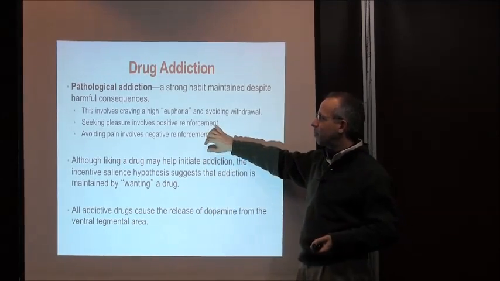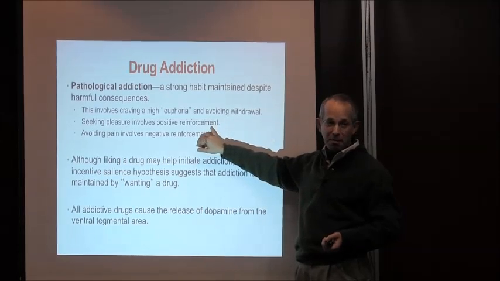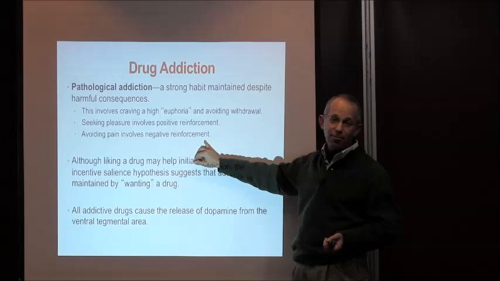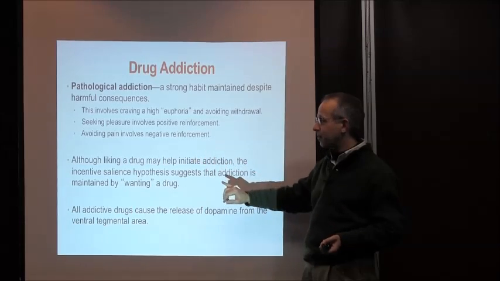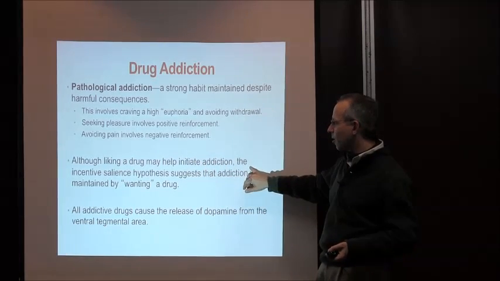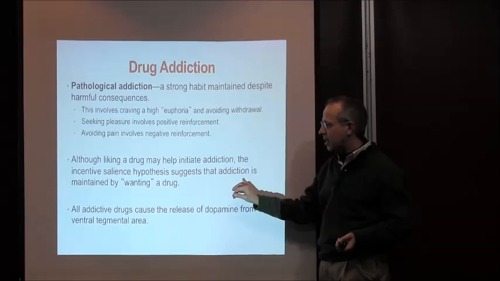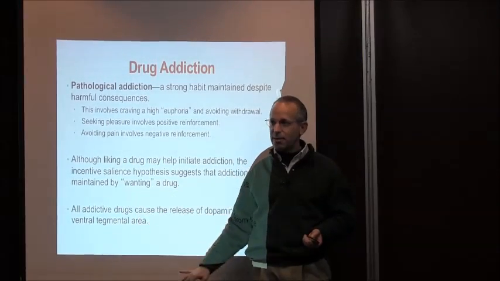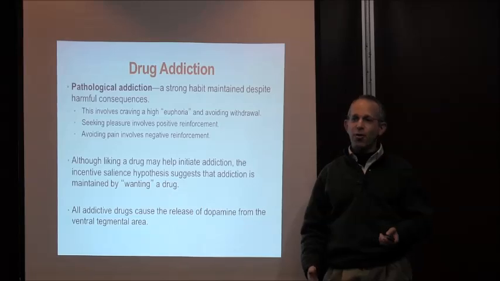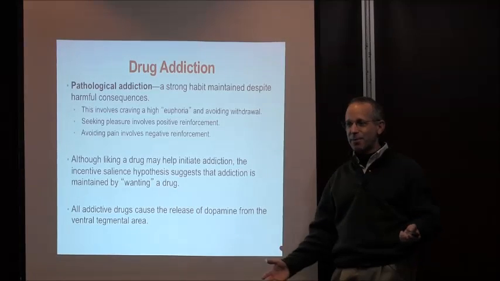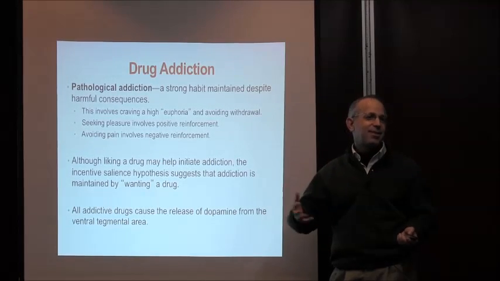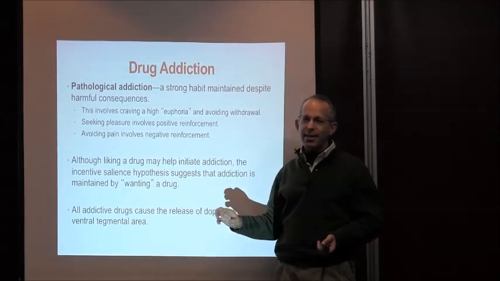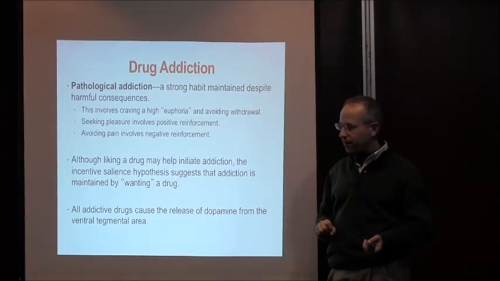So seeking pleasure involves positive reinforcement. That may be why people begin to take a drug. Avoiding pain involves negative reinforcement, which is why they may maintain it. So although liking a drug may help initiate the addiction, the incentive hypothesis suggests that the addiction is maintained by wanting a drug. It's sort of like, sometimes you just feel a craving for another potato chip. You don't necessarily think you like potato chips, but somehow you just can't stop taking them. And so the idea is that somehow this wanting has been divorced from the liking.